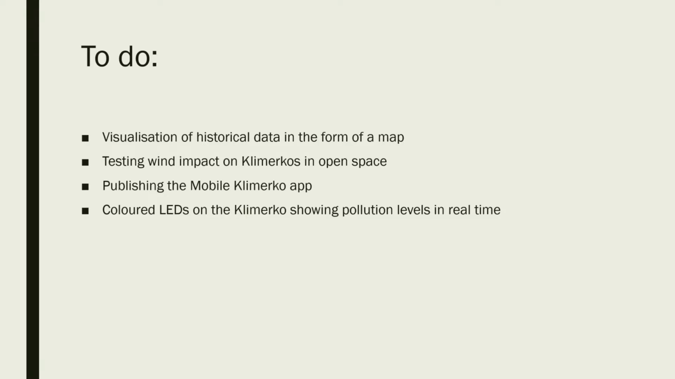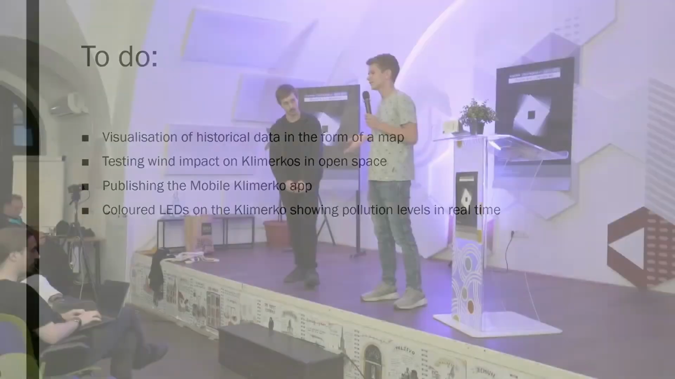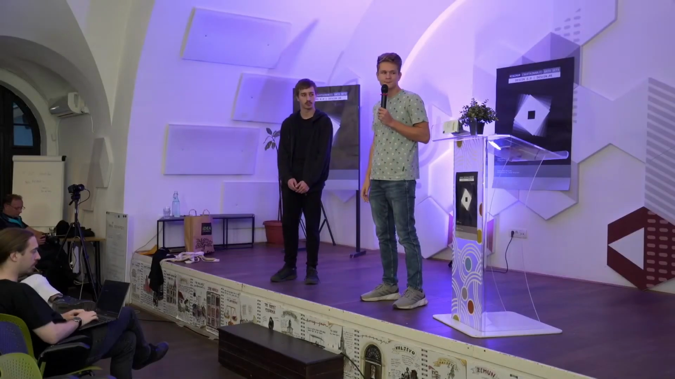And another idea we could do is to make it easier to access the real-time sensor data for the user of the mobile Climerco by having colored LEDs on the Climerco. It could show pollution levels at your exact location in real time.